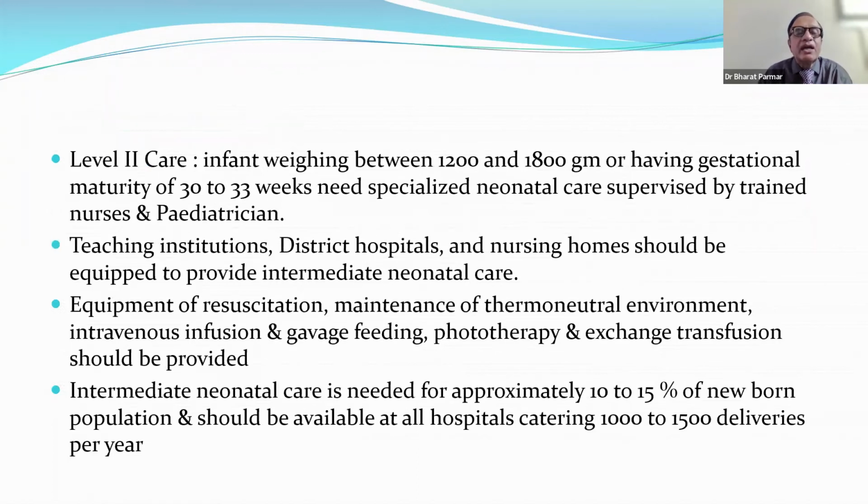Level 2 care: infants weighing between 1200 to 1800 grams and having gestational maturity of 30 to 33 weeks need specialized neonatal care supervised by a trained nurse and pediatrician. The teaching institution, district hospitals, and nursing homes should be equipped to provide intermediate neonatal care. Equipment for resuscitation, maintenance of a thermoneutral environment, intravenous infusion, gavage feeding, phototherapy, and exchange transfusion should be provided in level 2 care. Intermediate neonatal care is needed for approximately 10 to 15% of the newborn population and should be available at all hospitals catering to 1000 to 1500 deliveries per year.